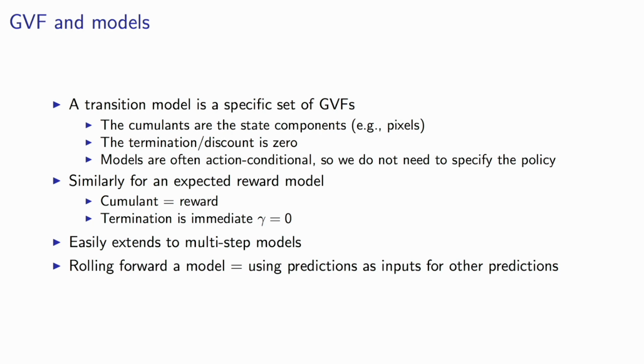Similarly, an expected reward model would in this case use the normal reward as a cumulant, but would also put termination as immediate. So it wouldn't try to do the long-term things. And there's something nice about both of these, in the sense that these terminations are 0, because it means that the learning task is very stationary. I mentioned this when we were talking about models. This is basically supervised learning now, which we understand quite well.